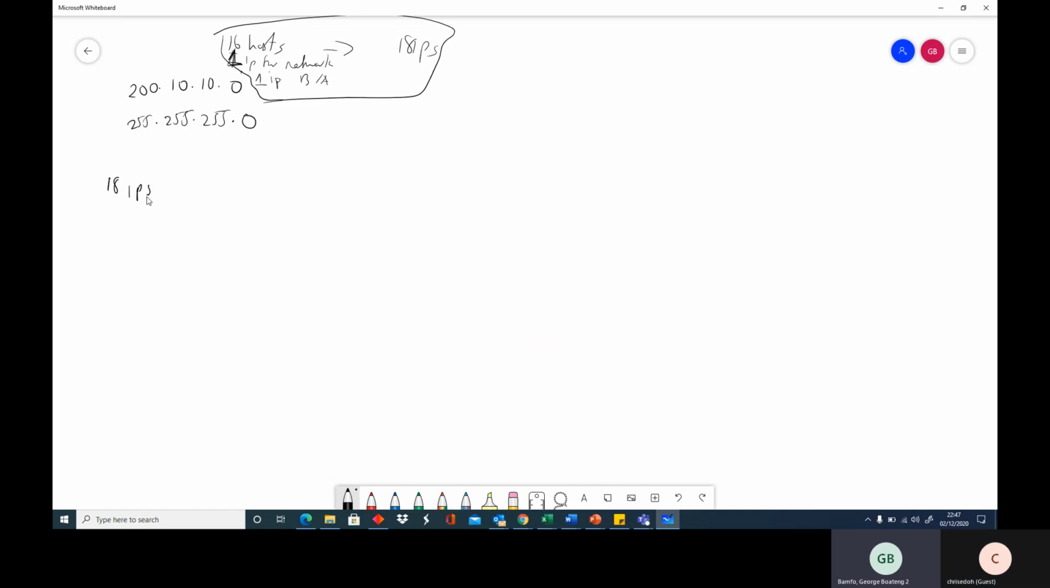What's our first step, Chris? Tell me. We'll calculate the number of bits. The number of bits, yes. And how do we do it? This is 18 IPs. So we do 2 power 0, 2 power 1, 2 power 2, 2 power 3, 2 power 4.